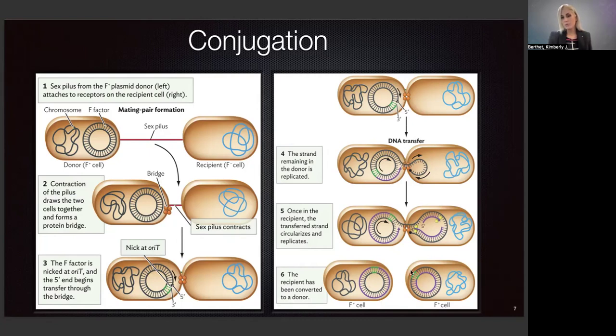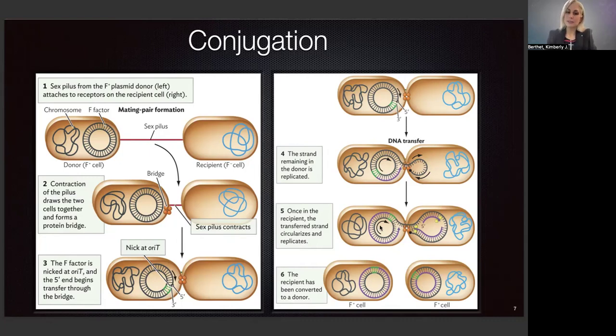And then over here, we've sent over a single strand and we see the complete replication has occurred, allowing these F plus genes to be transferred to the next cell. So we went from F plus to F minus. Now both of these cells are F plus.